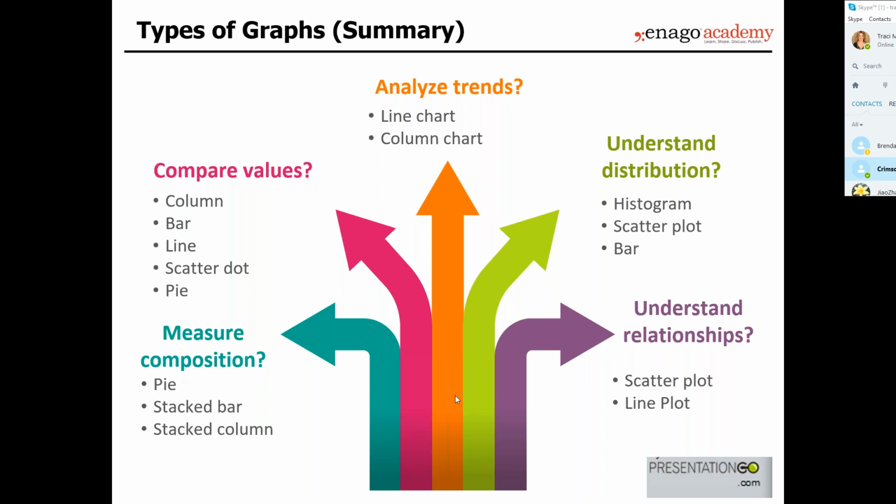Now, if we wanted to understand distribution, we would use a histogram, a scatter plot, or a bar. And understanding distribution is very important because it helps you choose which types of statistical tests you might be able to use on your data set. And if we're looking to understand relationships, we would choose a scatter plot or a line plot. Of course, there are many other types of graphs also. These are just the basics and the most commonly used.